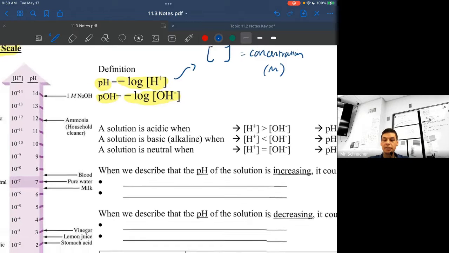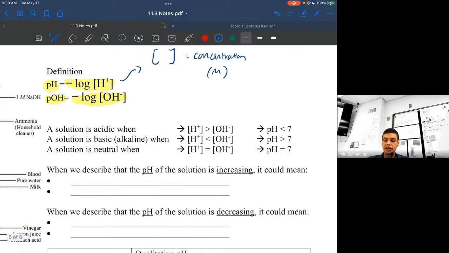We saw this on our pH scales, but basically, if our pH is below 7, we consider that solution acidic, and the amount of H plus should be greater than the amount of OH minus. If our pH is above 7, we say our solution is basic or alkaline, and the amount of OH minus will be more than the amount of H plus. Finally, if both amounts are equal, then our pH is 7, and the solution is neutral.